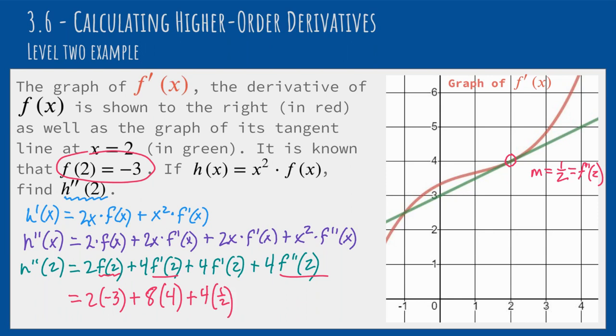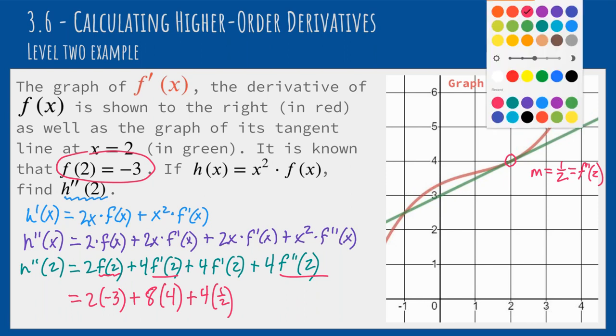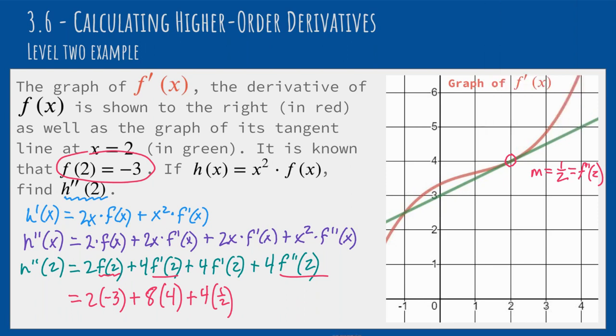And if this were a free response question, we could just box that and be done. We can go ahead and simplify, though, to get a numeric answer. So we're going to have negative 6 plus 32 plus 2. So that's going to be 34 minus 6, which is 28.